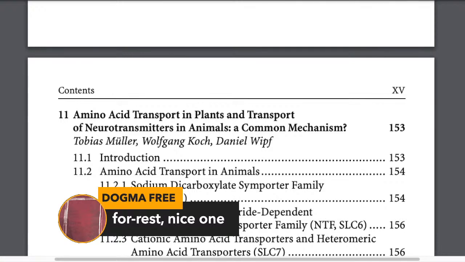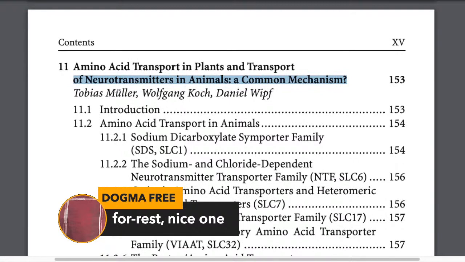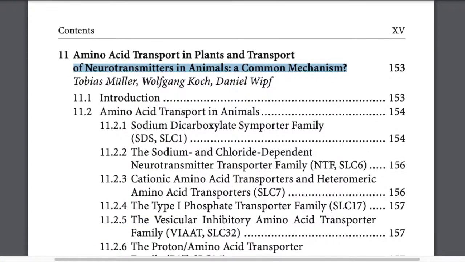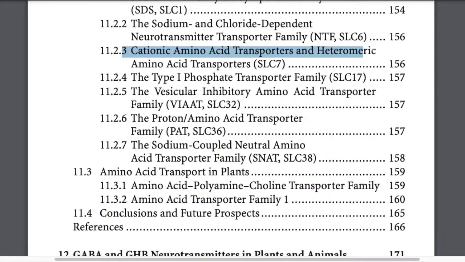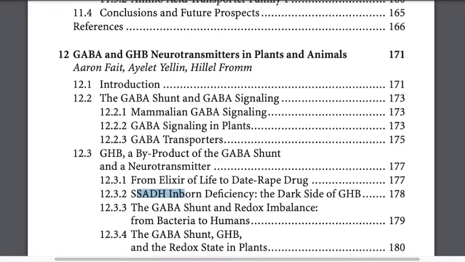So let's see what else we got here. Amino acid transport in plants and transport of neurotransmitters in animals, a common mechanism. That's interesting there. We have the sodium chloride dependent neurotransmitter. A lot of cationic amino acid transporters, and let's see. Well, no chemistry tonight. No chemistry. From elixir, oh geez, from elixir of life to date rape drug. We could always just check out this chapter here.